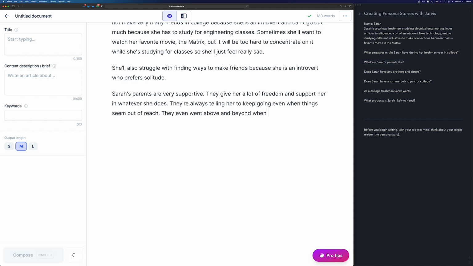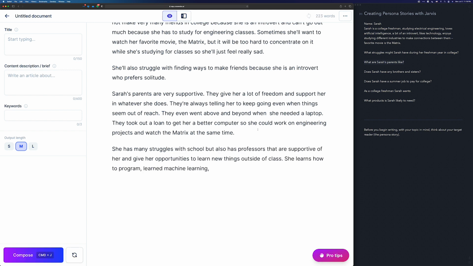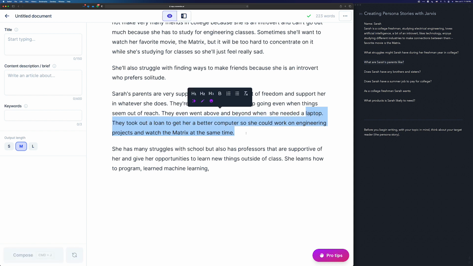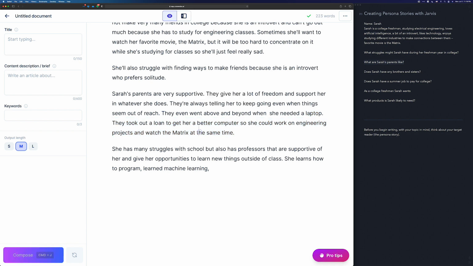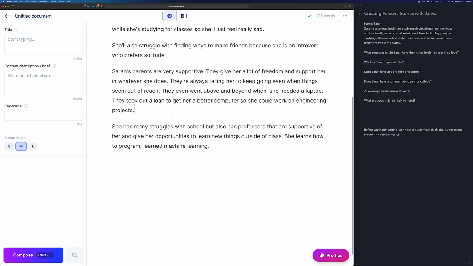And let's see what Jarvis can give us. She needed a laptop. They took out a loan to get her a better computer so she could work on engineering products. Ooh, see? Okay, now that's good. That might indicate that the family doesn't have a ton of money. Watch The Matrix. We could take that out. They might not have a ton of money, but they opted to sacrifice and get a loan to get a better computer for Sarah. That might be something you could target in your blog at some point. Obviously money struggles are a thing for college students.